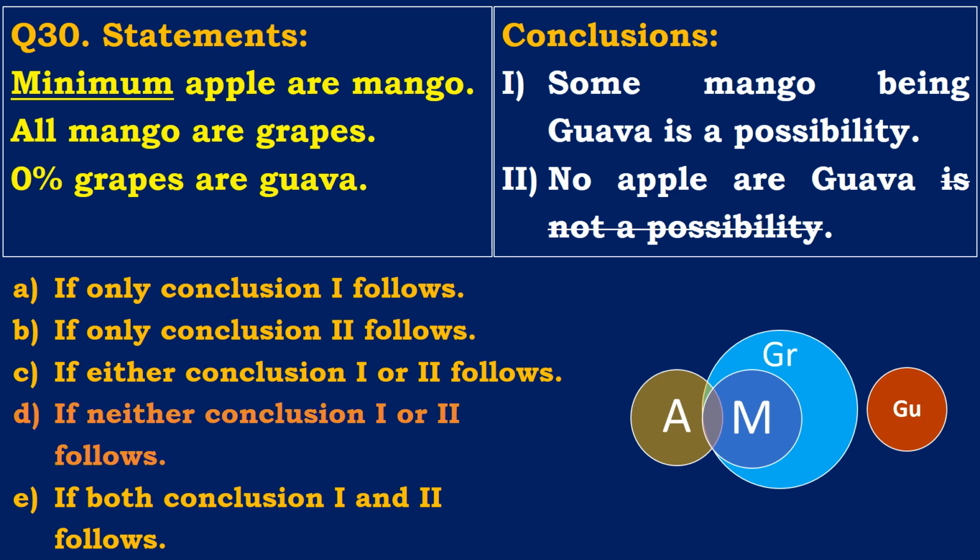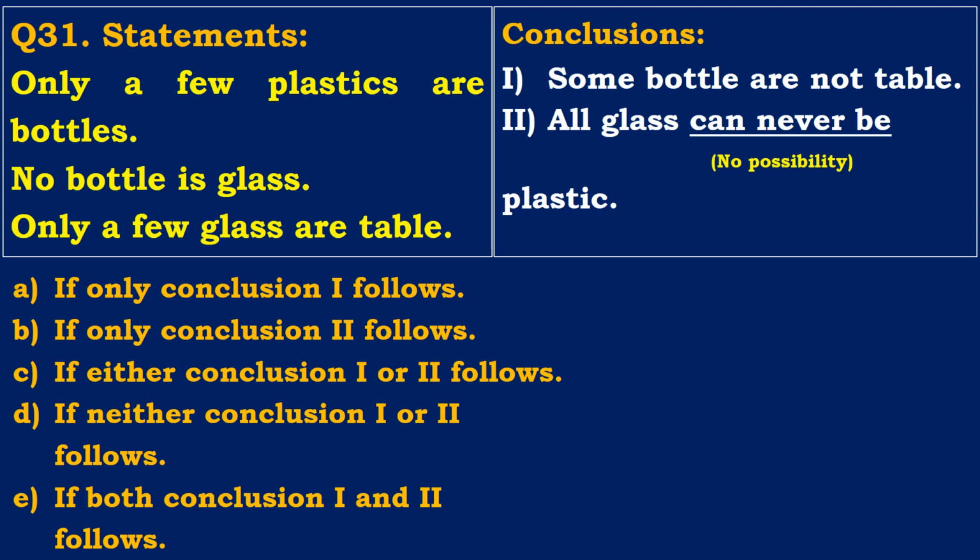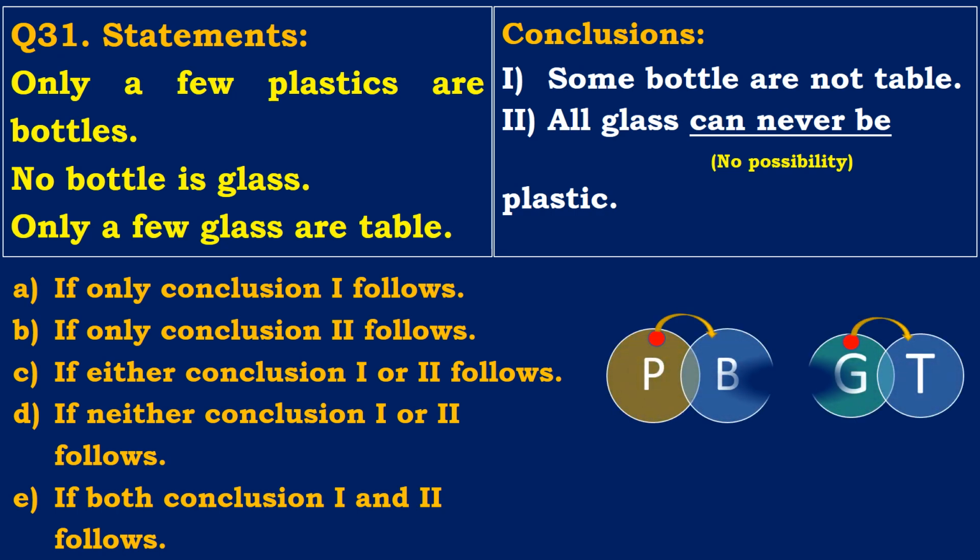Challenge 31. Only a few plastics are bottles. No bottle is glass. Only a few glass are table. Conclusions. Some bottle are not table. All glass can never be plastic. We cannot definitely say that some bottle are not table. Thus, conclusion 1 does not follow. We cannot definitely say that all glass can never be plastic. Thus, conclusion 2 does not follow. Both conclusions do not follow the statements. Therefore, option D is correct.